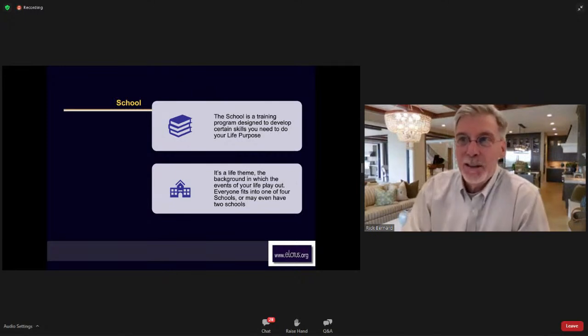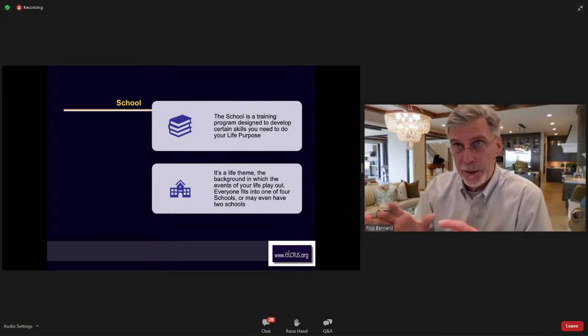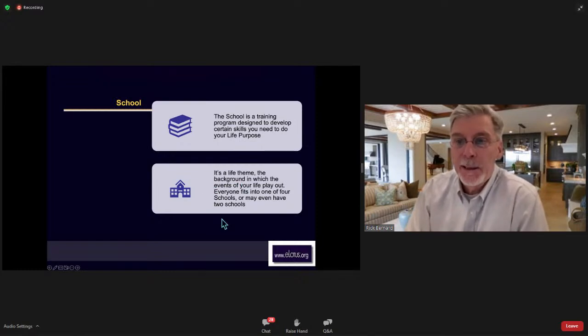Certain skills that you have not developed, and probably your ancestors had to work on, never really developed in a certain area of understanding in life, of development. I guess that would be kind of a theme of development. There are 4 different schools that you can fall into, and each has to do with a different aspect of human development. And we'll talk about each one. So again, it's a life theme, the background against which events of your life play out.